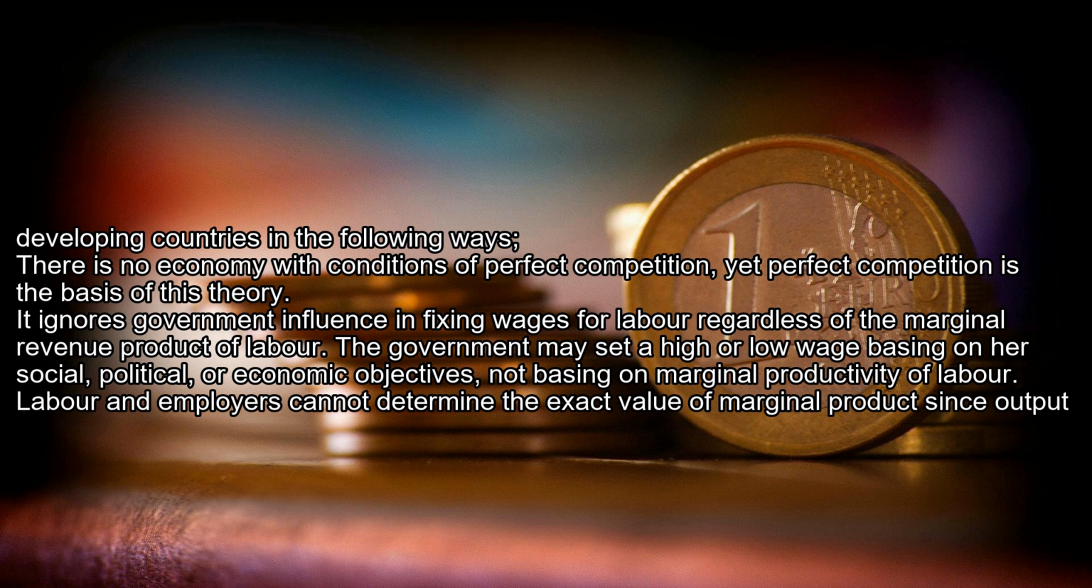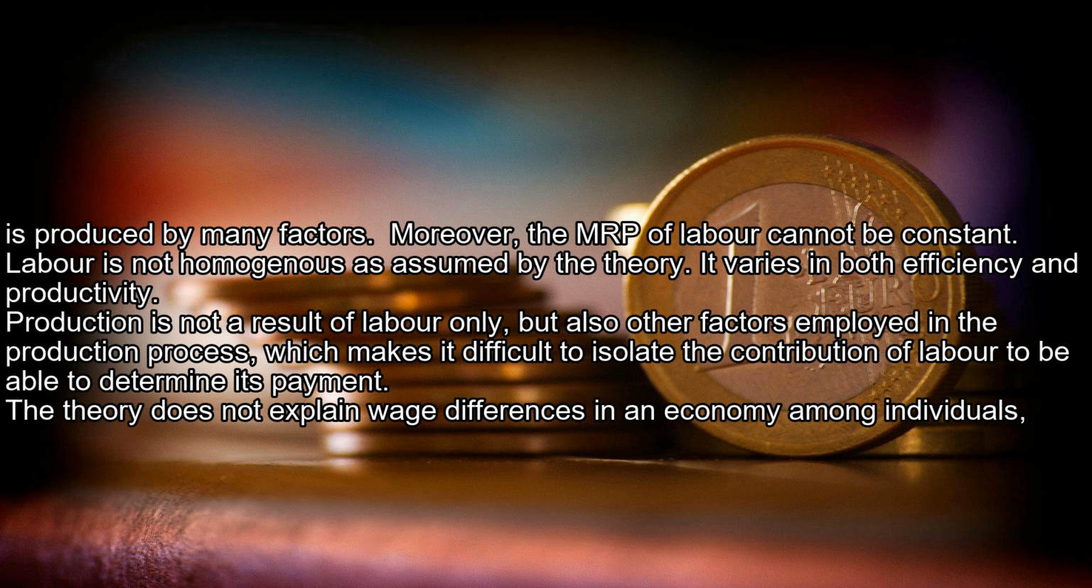There is no economy with conditions of perfect competition, yet perfect competition is the basis of this theory. It ignores government influence in fixing wages for labor regardless of the marginal revenue product of labor. The government may set a high or low wage based on its social, political, or economic objectives, not basing on marginal productivity of labor. Labor and employers cannot determine the exact value of marginal product since output is produced by many factors. Moreover, the MRP of labor cannot be constant.